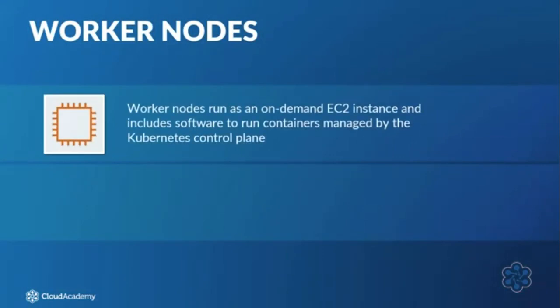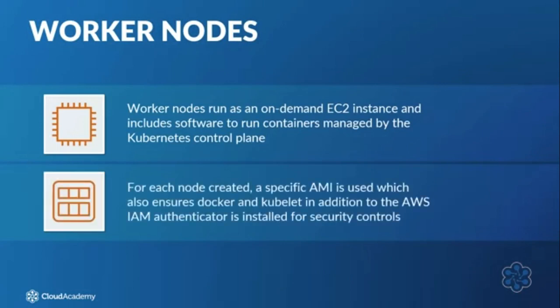Worker nodes run as on-demand EC2 instances and include software to run containers managed by the Kubernetes control plane. For each node created, a specific AMI is used, which also ensures Docker and the kubelet, in addition to the AWS IAM Authenticator, is installed for security controls.